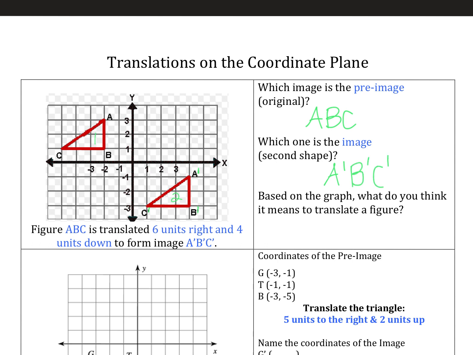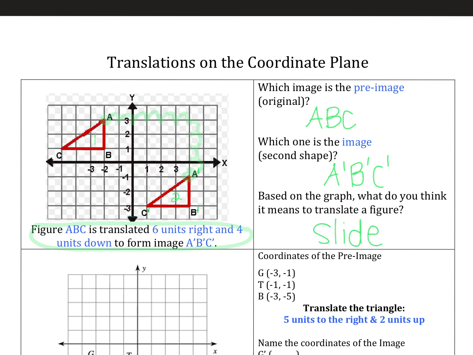So based on the graph, what does it mean to translate? If you look right here, you'll see that I told you that we moved the figure 6 units to the right and 4 down. So what that means is if I start with a letter and I go 1, 2, 3, 4, 5, 6 to the right, and then I go 1, 2, 3, 4 down, I end up with the same letter on the new shape. So what we call this is a slide.